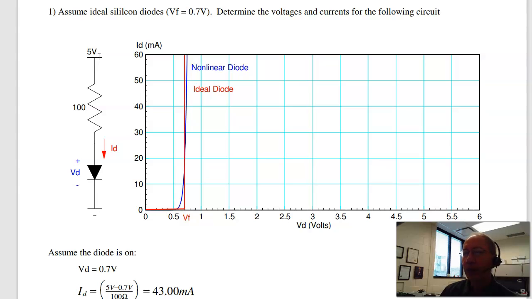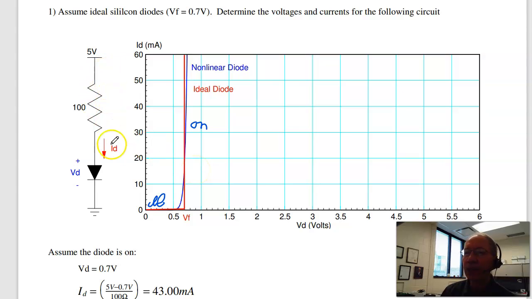With this one, we're going to assume an ideal diode. An ideal diode is either on or off. If it's on, this part of the curve, the voltage drop is 0.7. If it's off, the current is 0. The condition is when it's off, the voltage across the diode has to be less than 0.7. When it's on, the current has to be positive.